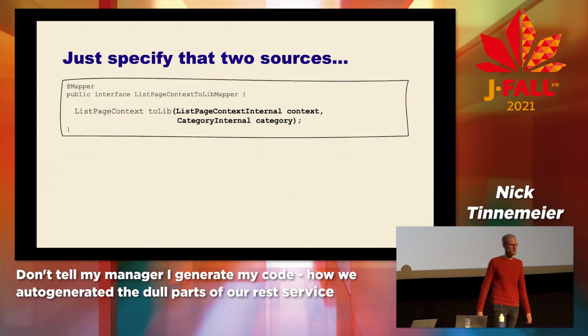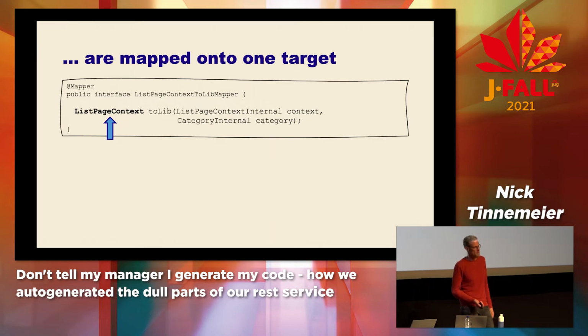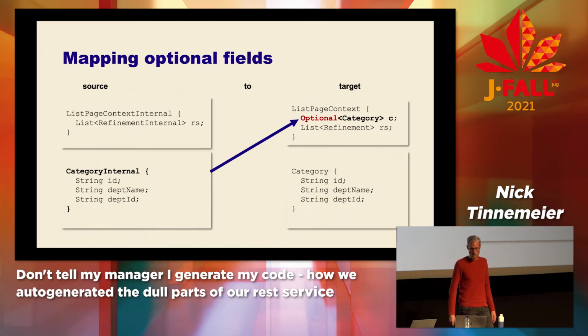Well, we just have to specify that two sources, the context and the category, are mapped onto one target, their library counterpart, which encapsulates both. And this just works out of the box. It's amazing.